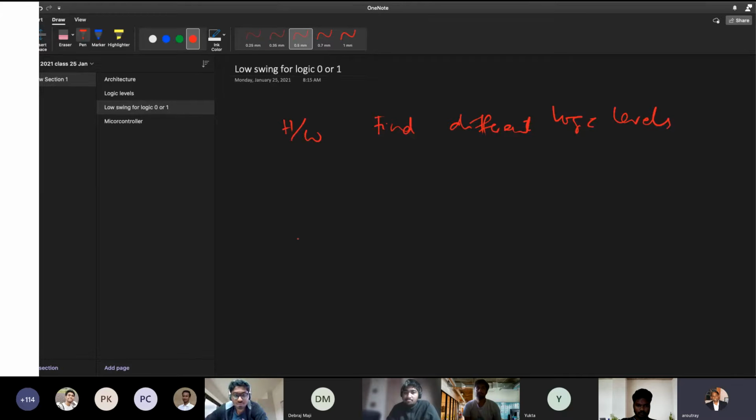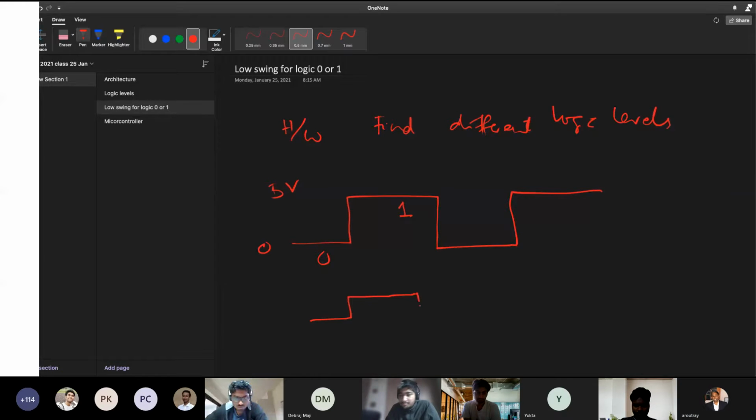Earlier, 0 to 1 was, let's say, this is 0 and this is 1, so it was going like this. This is 0 and this is 5 volts. This is 0 and this is 1. Instead, I just have this: maybe this is 2 volts and this is 3 volts. This is for 0, and this is for 1.